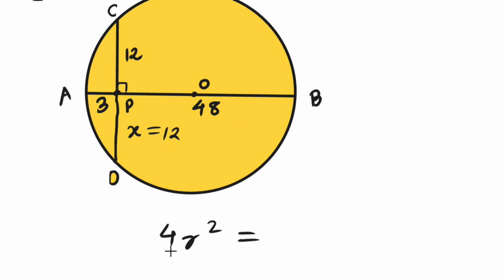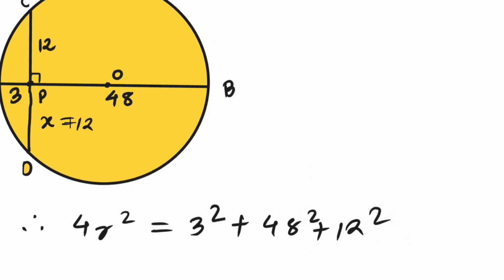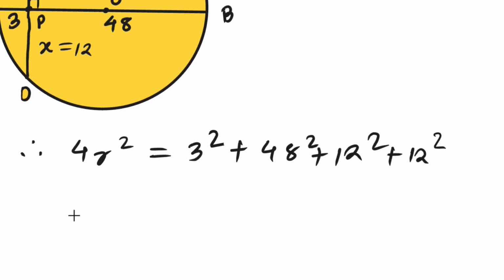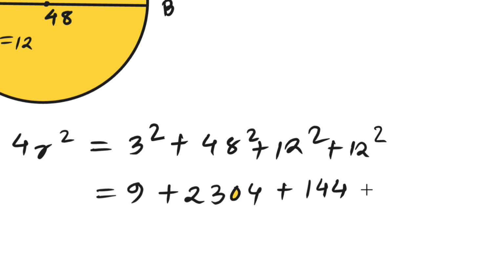So we write 4 multiplied by the radius squared equals 3 squared, plus 48 squared, plus 12 squared, plus 12 squared. Let's calculate each square one by one. 3 squared is 9. 48 squared is 2,304. 12 squared is 144, and the other 12 squared is also 144.